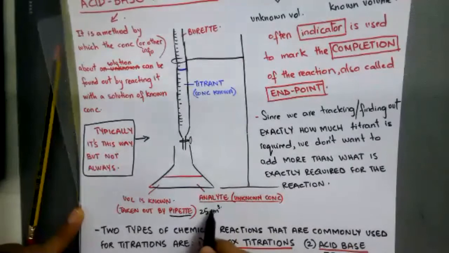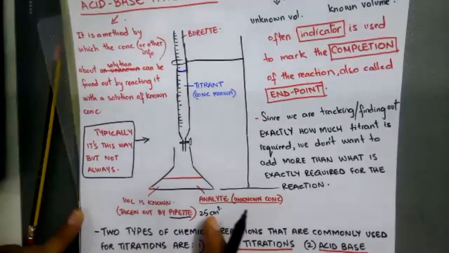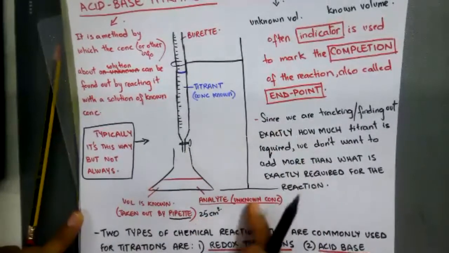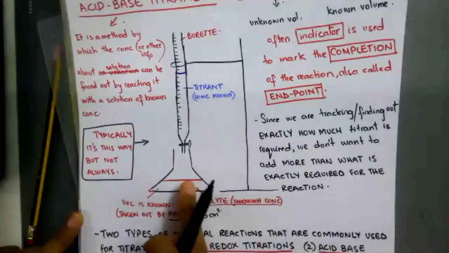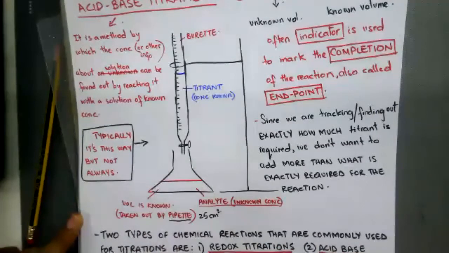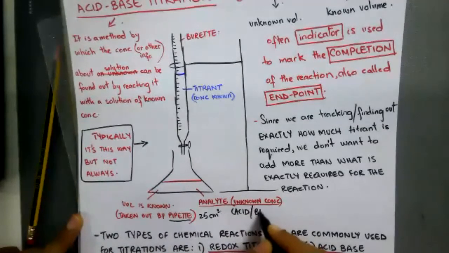We pipette 25 cm cube of the analyte out. We don't know its concentration, but we have measured out 25 cm cube of it. So we know the volume, but we don't know the concentration. We have put it in the conical flask. Now this can be an acid or this can be a base.